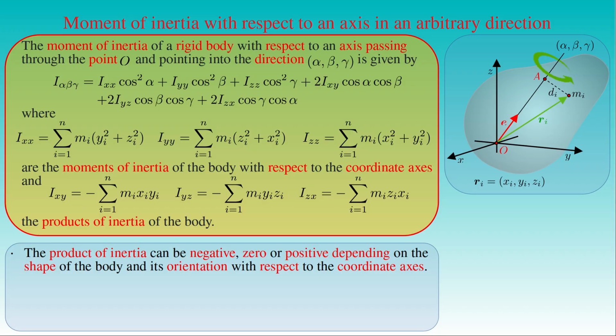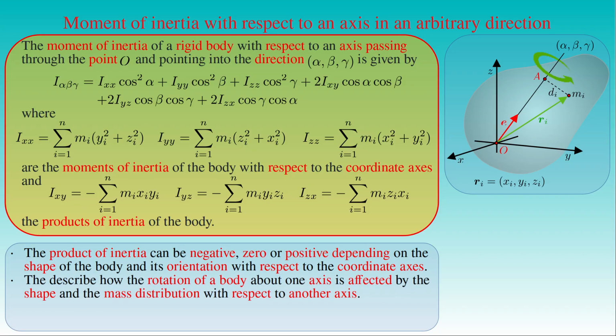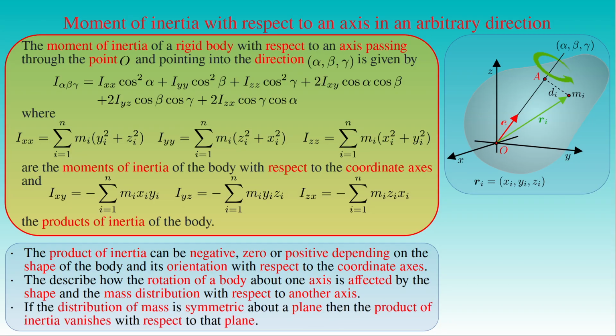They describe how the rotation of a body about one coordinate axis is affected by its shape and mass distribution with respect to another coordinate axis. If the distribution of mass is symmetric about a plane, then the product of inertia vanishes with respect to that plane. For example, I sub xy is equal to 0 if the mass distribution of the body is symmetric about either the xz plane or the yz plane.